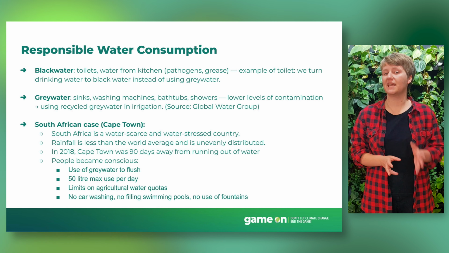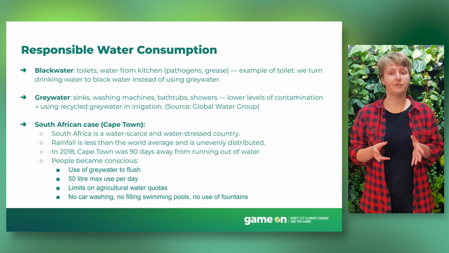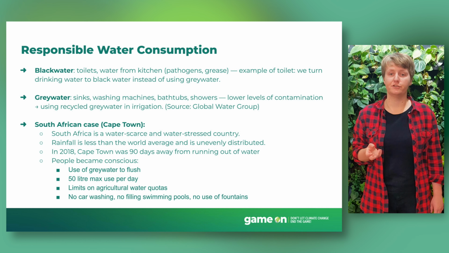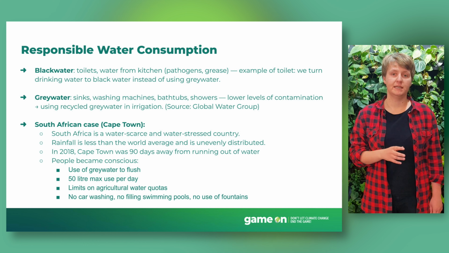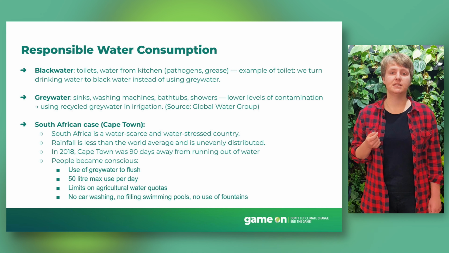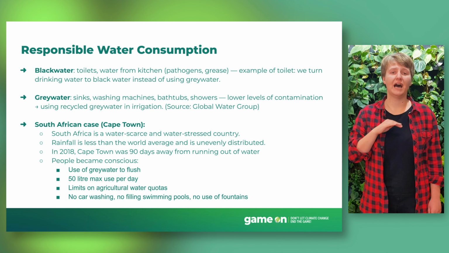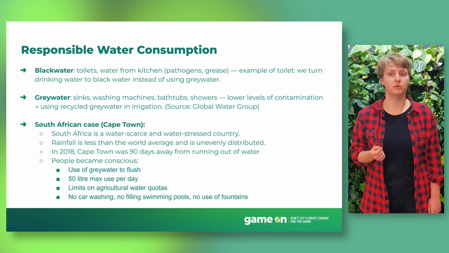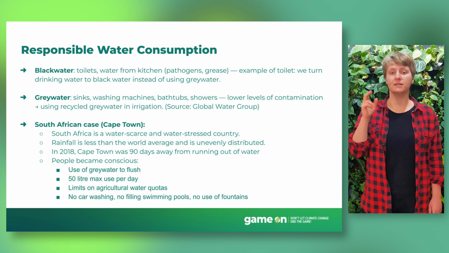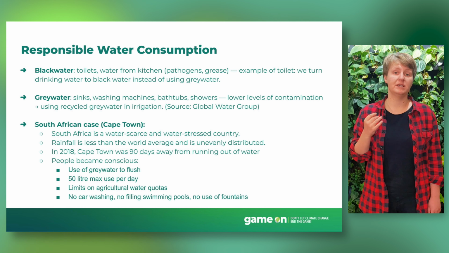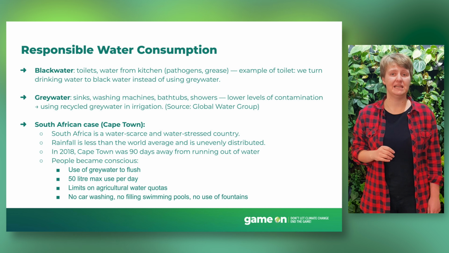Have a look at what happened in Cape Town, South Africa. South Africa is a water-scarce and water-stressed country. Rainfall is less than the world average and is unevenly distributed. Back in mid-January 2018, after 3 years of poor rainfall, Cape Town authorities realized the city was only 90 days away from running out of water from its reservoirs. That was going to happen on the 22nd of April 2018, or Day Zero, as they came to call it. And the rainy season, if it was to happen at all after 3 years of drought, wouldn't start before May.